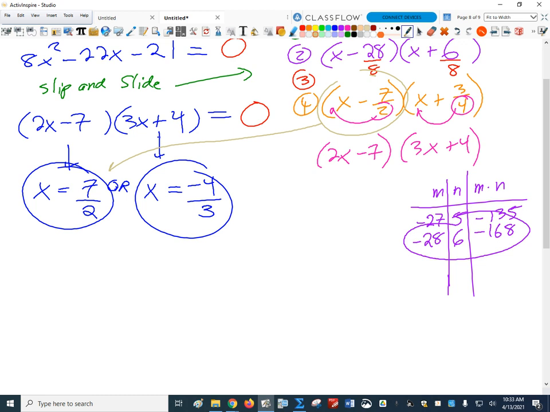I didn't even really need to do the slide part, did I? Right? I can see that the 0 of that factor is going to be 7 halves, right? And look at this one right here. The 0 of that factor is negative. Oh, did I do that backwards? Oh, I did. Look what I did. I wrote these down wrong. Whoops. Let's fix this. I put the wrong number up there, didn't I?